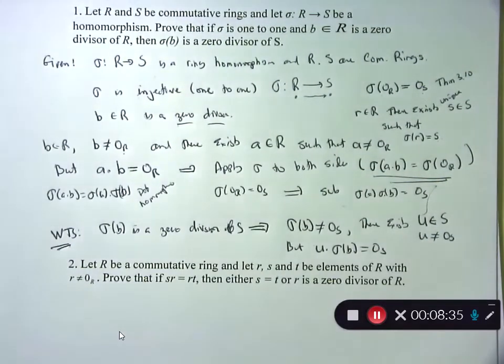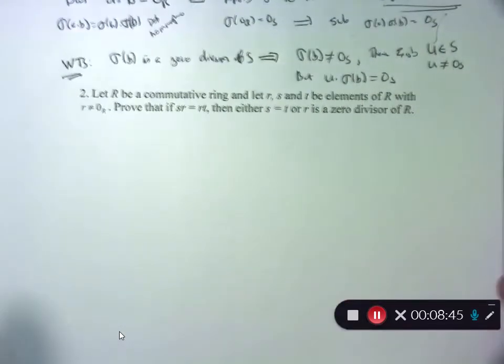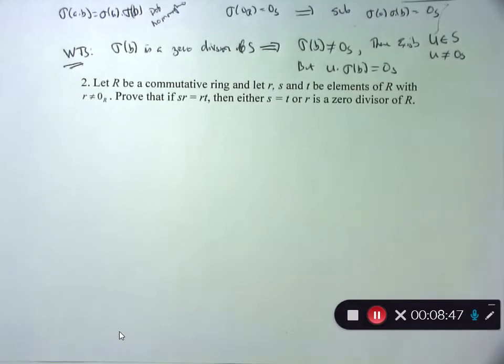Don't multiply by sigma on both sides. Sigma is a mapping, so it's a function. So you take what you do to one side, you do to the other, and you're going to take sigma on both sides. Look at number 2 here. Once again, we have a commutative ring where R, S, T are elements in ring R, and where R is not equal to 0 in R. Prove that if SR equals RT, then either S equals T or R is a zero divisor.